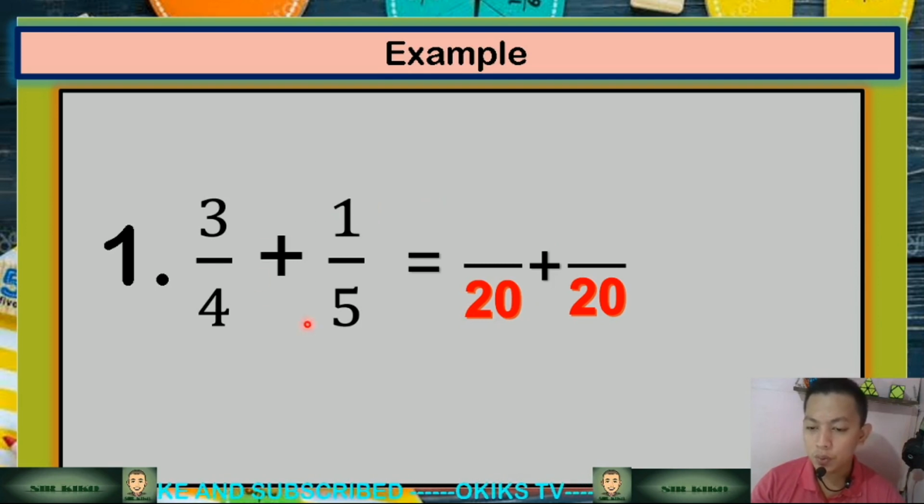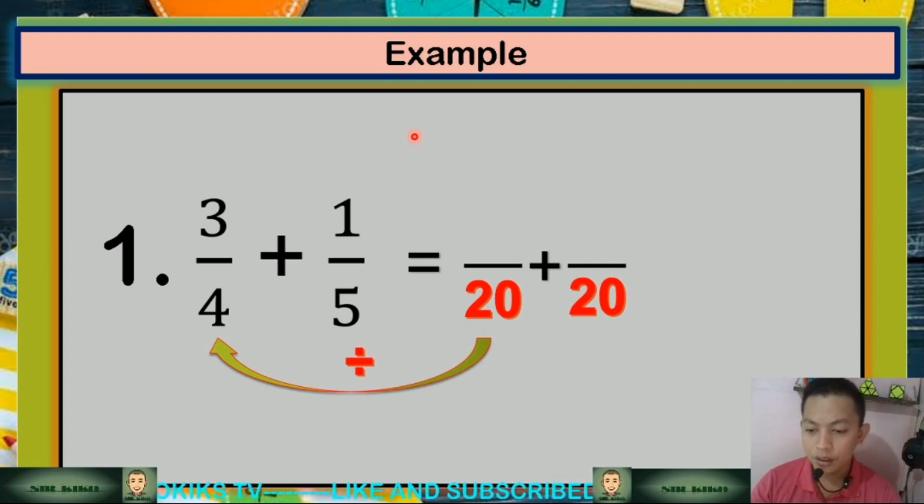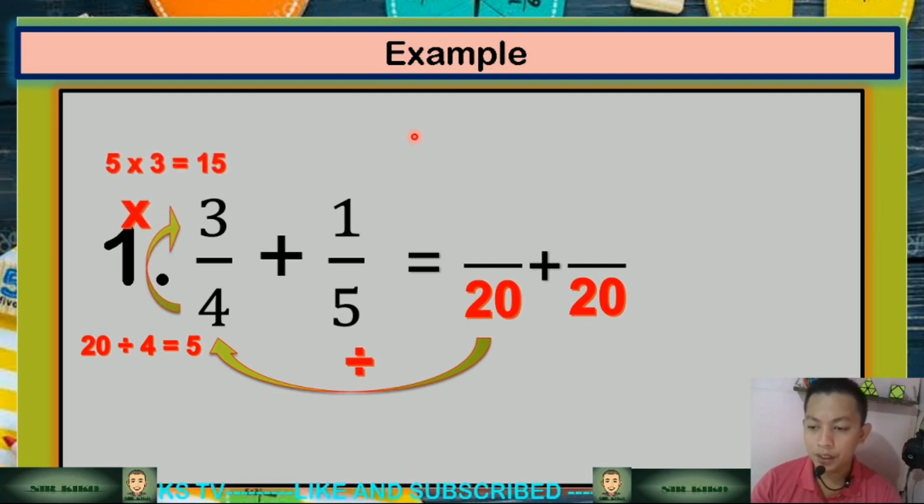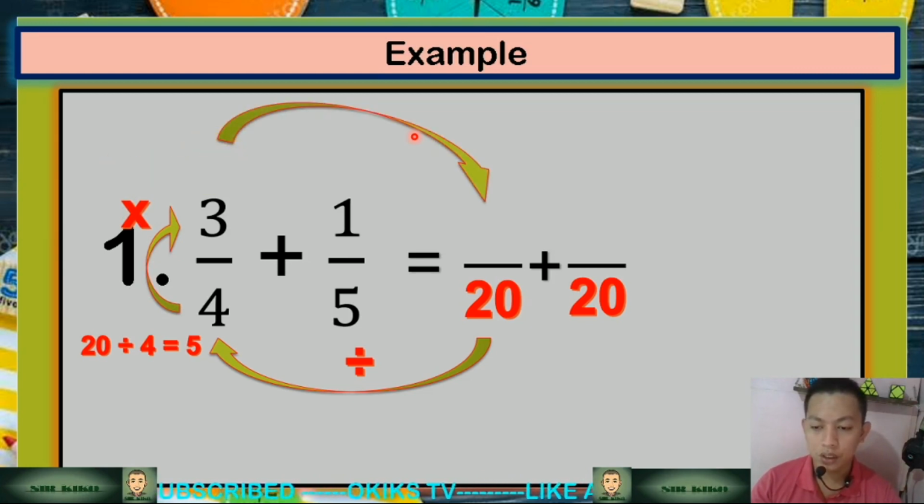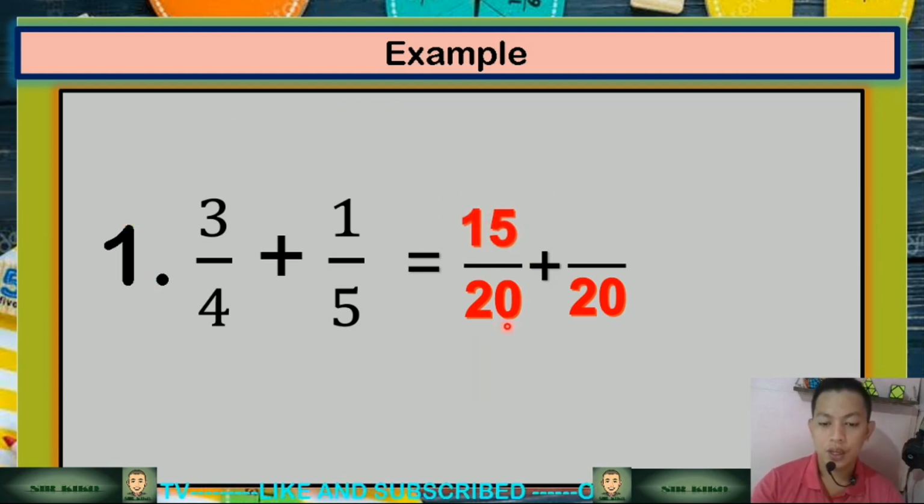Now, the next step is you're going to make these into equivalent fractions, or make the two fractions similar. To do this, you need to follow this step. You're going to divide the LCD by the first denominator. So 20 divided by 4 is equal to 5. Then 5 multiplied by 3, the answer is 15. You're going to write this 15 in your first numerator. Okay, next.